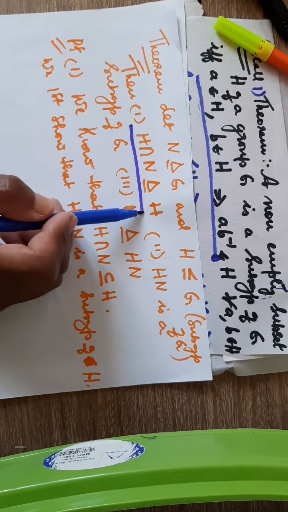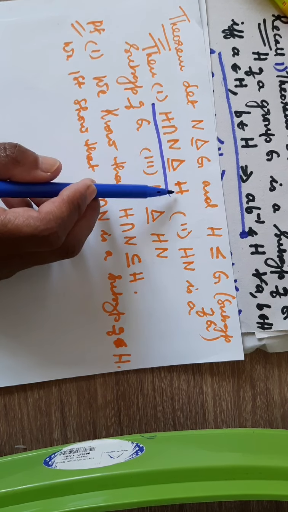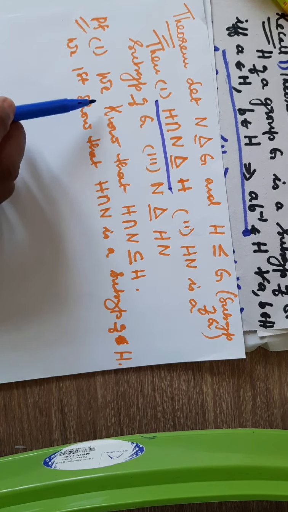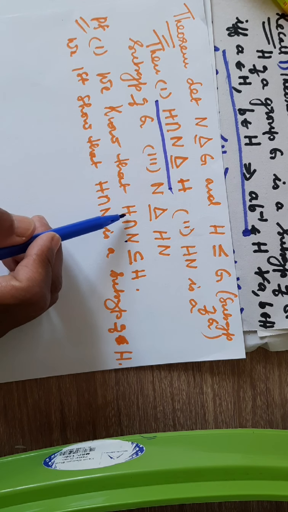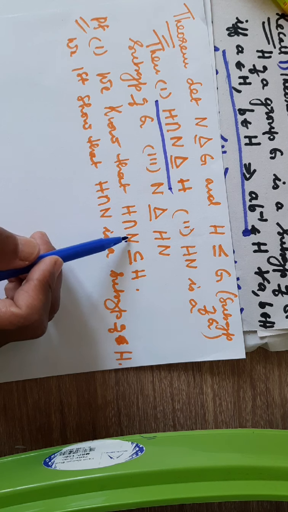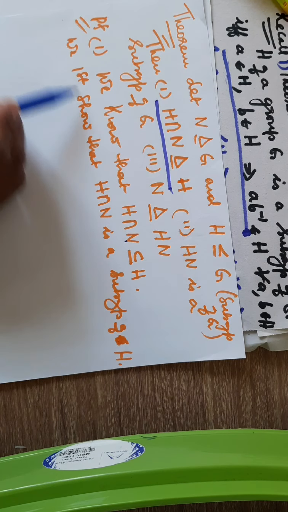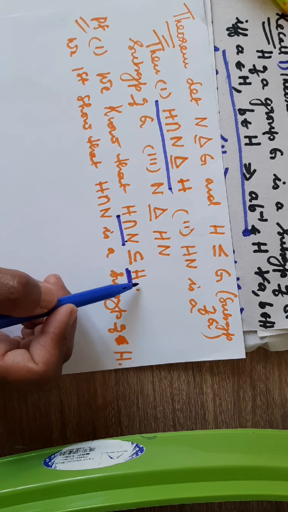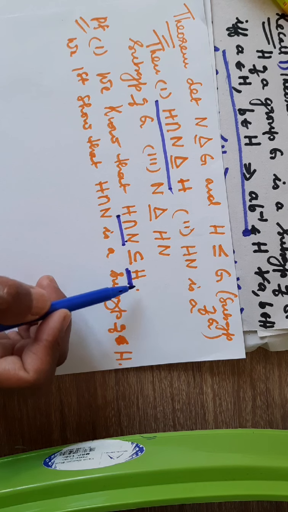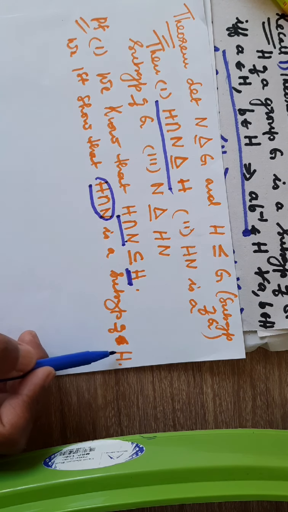So let us prove the first one, to prove that H intersection N is a normal subgroup of H. Now we know that H intersection N is always contained in H. Also, H intersection N is always a subset of N. So now I need to show that it is a subgroup in H and it is also normal in H. So for that I need to prove first that H intersection N is a subgroup of H.